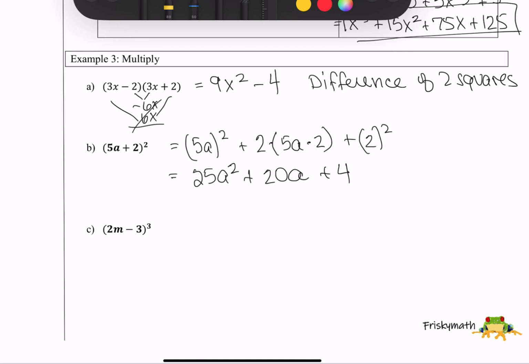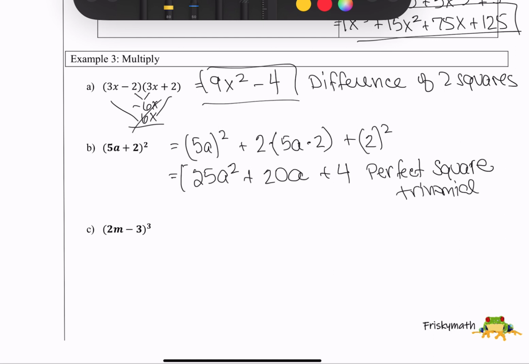And this right here, this is that perfect square trinomial. This is one of your friends. So now could be an opportunity for you to recognize it if you haven't already. All right, so these are my answers. So nothing new in those two examples.